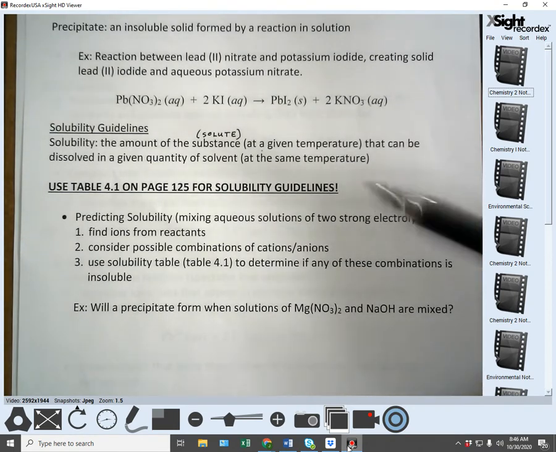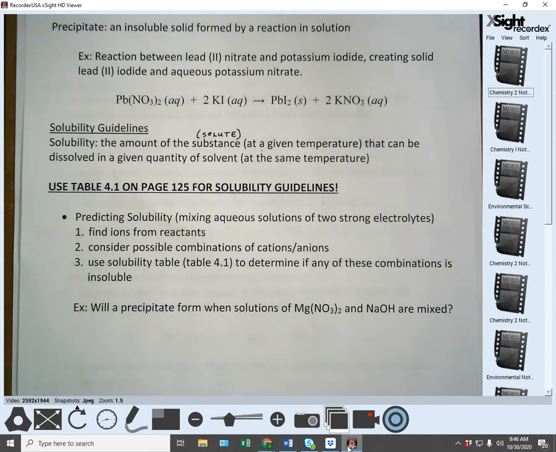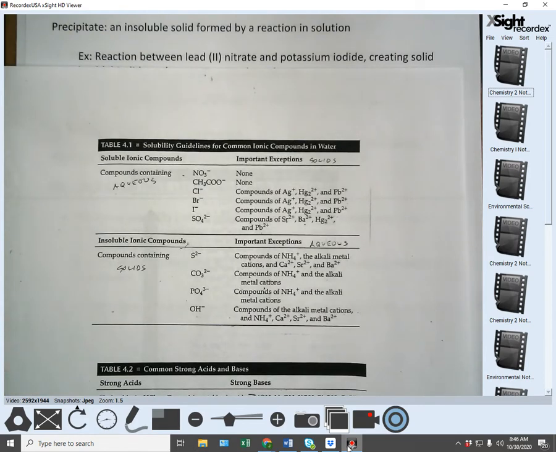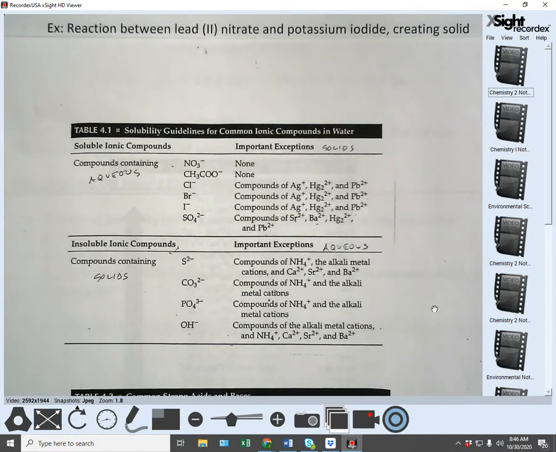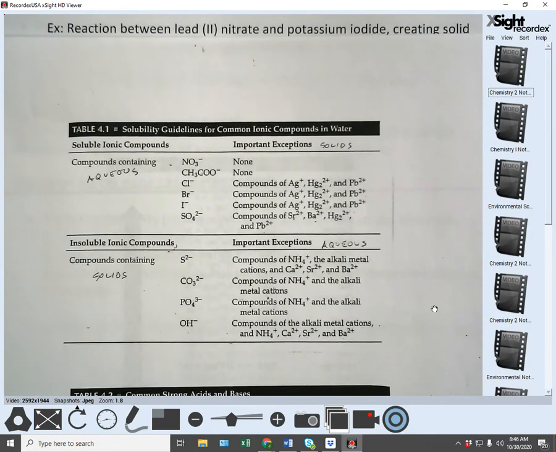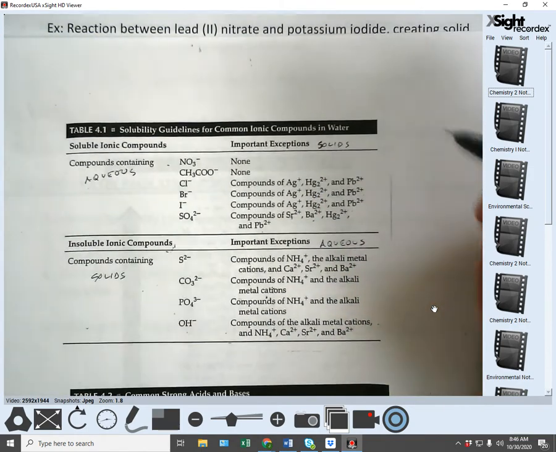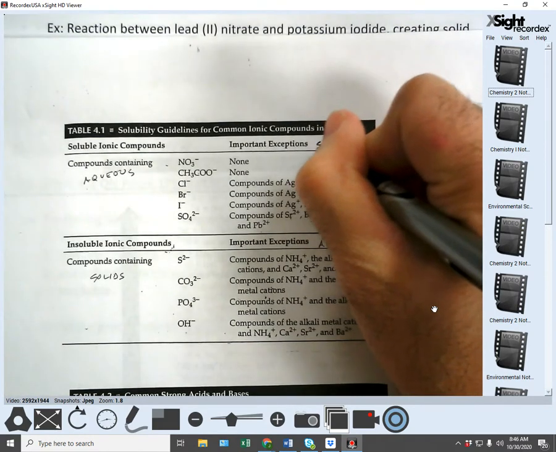Now, I don't expect you to know off the top of your head. That's what Table 4.1 on page 125 is for. So here's a copy of it. I'm going to put one up on Classroom, but I'm going to try to make it look a little neater. This is an old copy I have. If I have to make a copy of this copy, I don't think it's going to look real nice. So I'm going to try to clean it up a little before I post it for you guys. And it is in your book as well, so you can just go and look there.